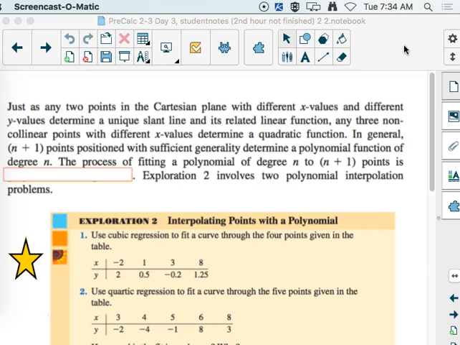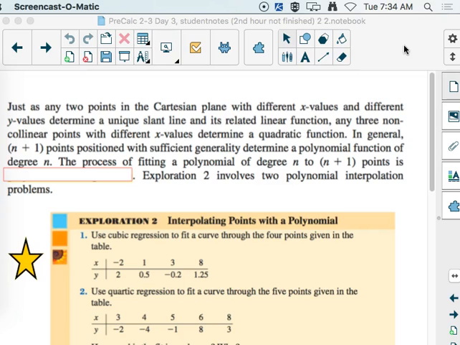And then, as we move on, it says, just as any 2 points in the Cartesian plane with different X values and different Y values determine a unique slant line and its related linear function, any 3 non-collinear points with different X values determine a quadratic function. So, you learned in geometry this thing called the point line plane postulate, and it said, you have 2 points, you can draw a line.